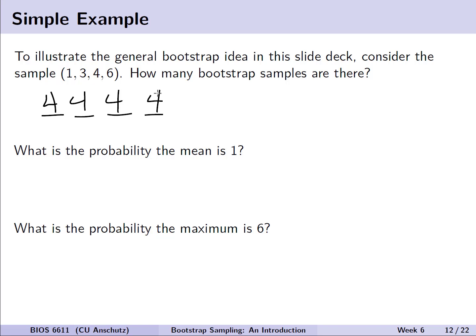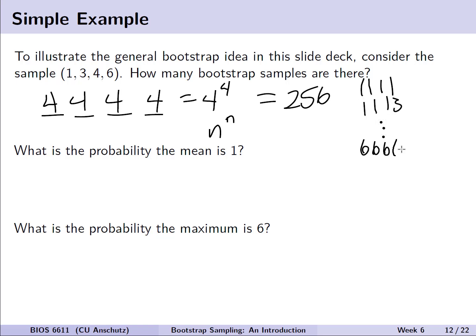So again, we're going to have 4 times 4 times 4 times 4, or generally speaking, 4 to the 4, or n to the n number of Bootstrap samples, which in this case, if we write it out or do the math, will be 256 different combinations, ranging from 1111 to 1113, all the way to 6666. With this sample universe of 256 different combinations, we can start to answer questions that may be of interest.